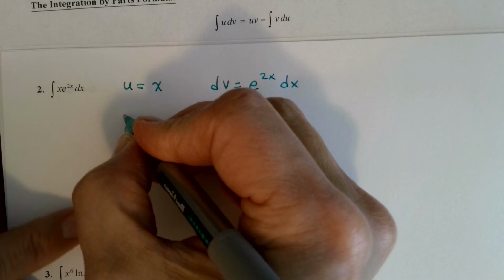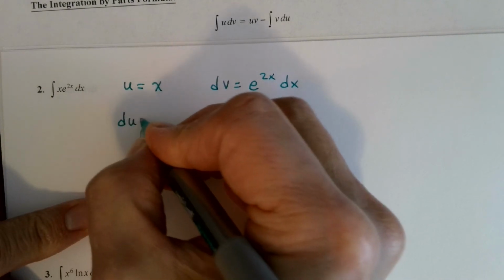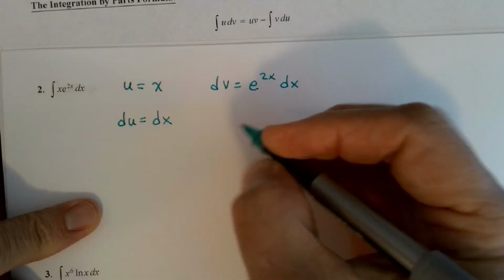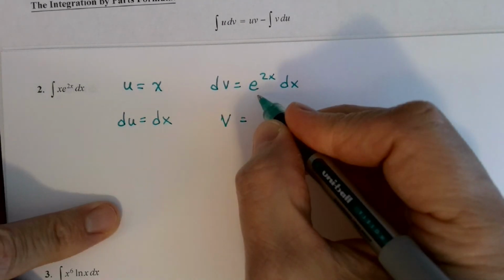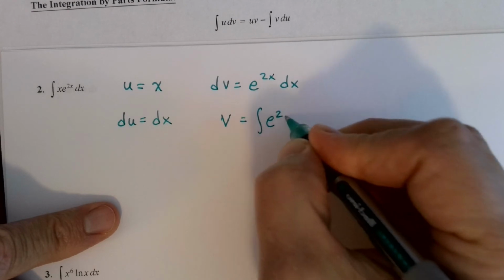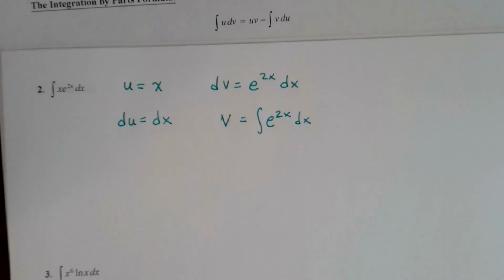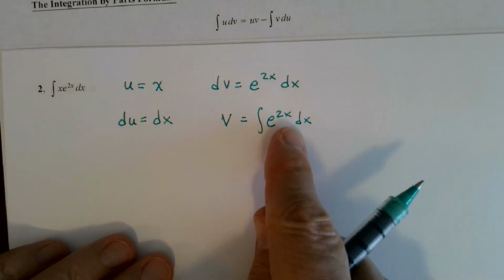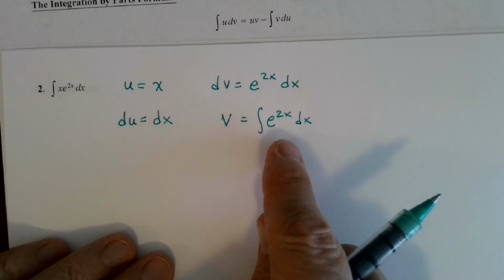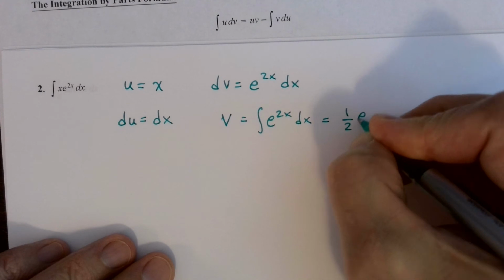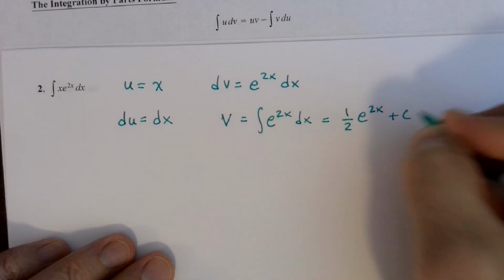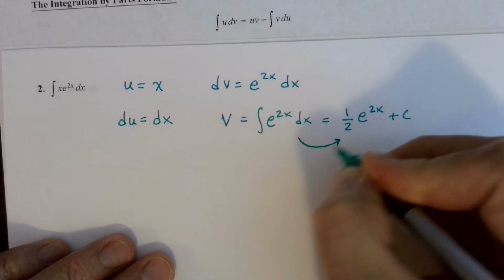So here I take my derivative, du, and I get just dx. Here I integrate. The integral is v. Here it's what? What's the antiderivative of e to the 2x? Now be careful. There's a small substitution in there, right? If you let u be 2x, you got e to the u, but your du would be 2 dx. So you need a 1/2 factor, right? So this is 1/2 e to the 2x plus c. So that right there is by substitution.